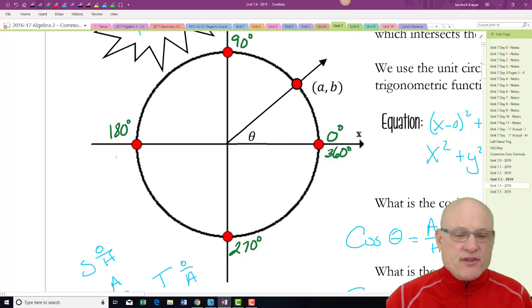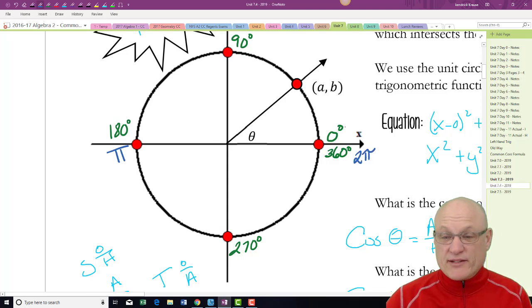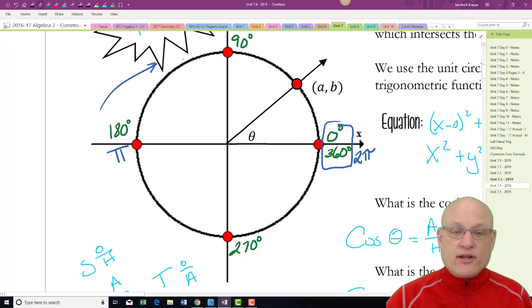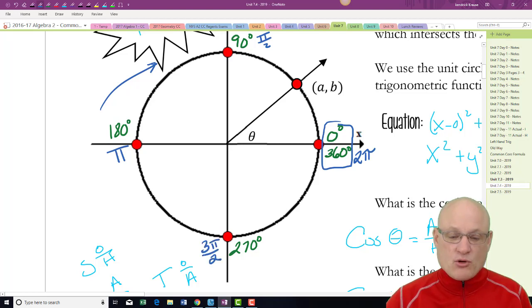How about blue? This is pi. This is actually 2 pi. It's either 0 radians or 2 pi. It's also 0 degrees or 360 degrees. So if this is pi, then that over there would be pi over 2. So this is 1 pi over 2, 2 pi over 2. That would make this one 3 pi over 2.